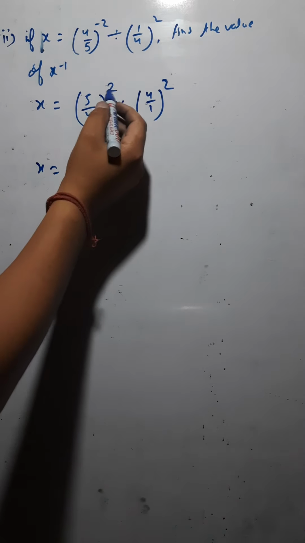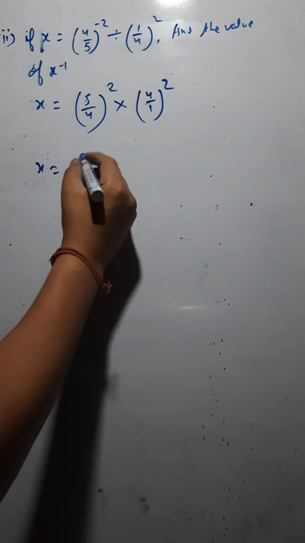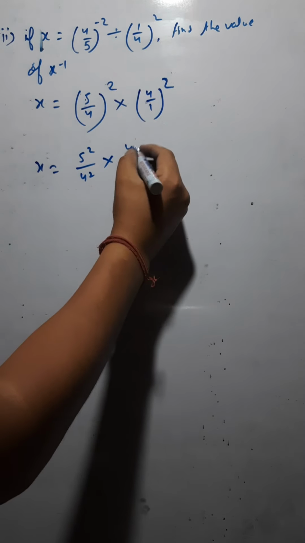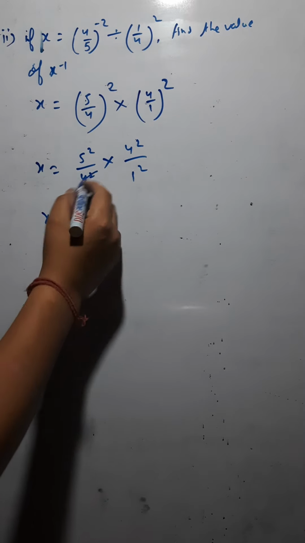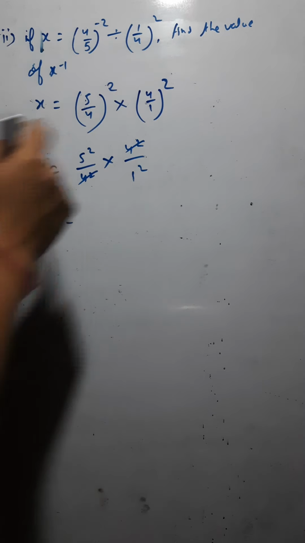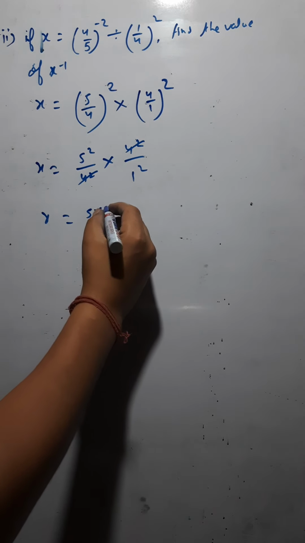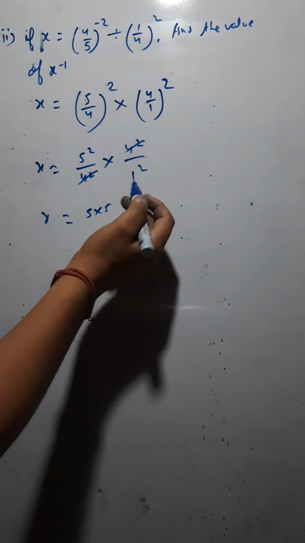5 raised to the power 5 by 4 whole raised to the power 2 implies 5 raised to the power 2 divided by 4 raised to the power 2. Similarly here also, 4 raised to the power 2 divided by 1 raised to the power 2. So I can write it as this, and this would cancel each other because both are same. Here we have 5 raised to the power 2, which means 5 multiply 5. 1 raised to the power 2 means 1 multiply 1, which would remain 1.